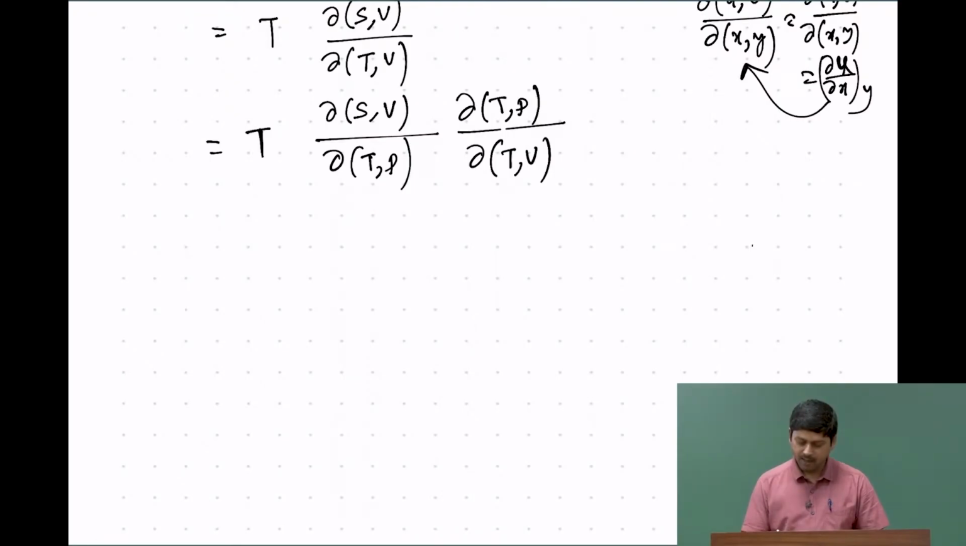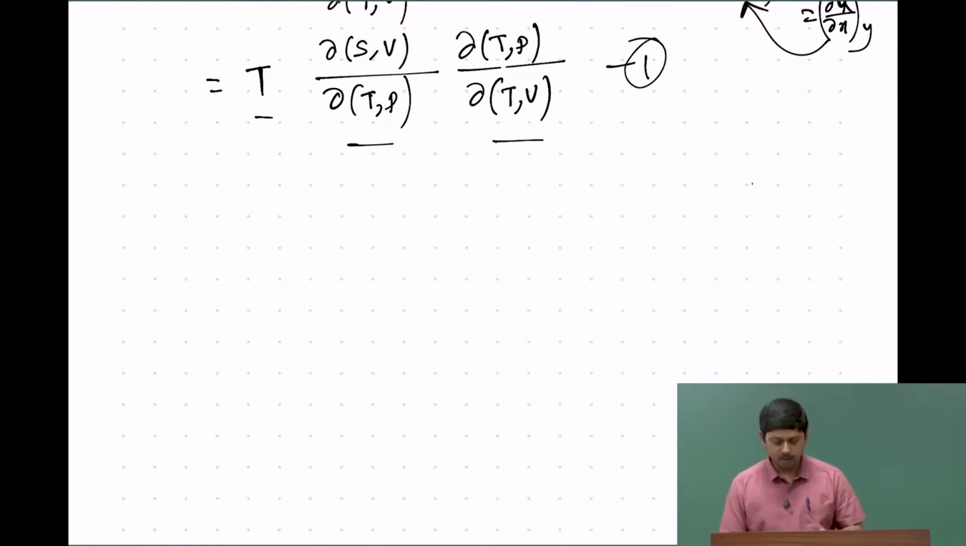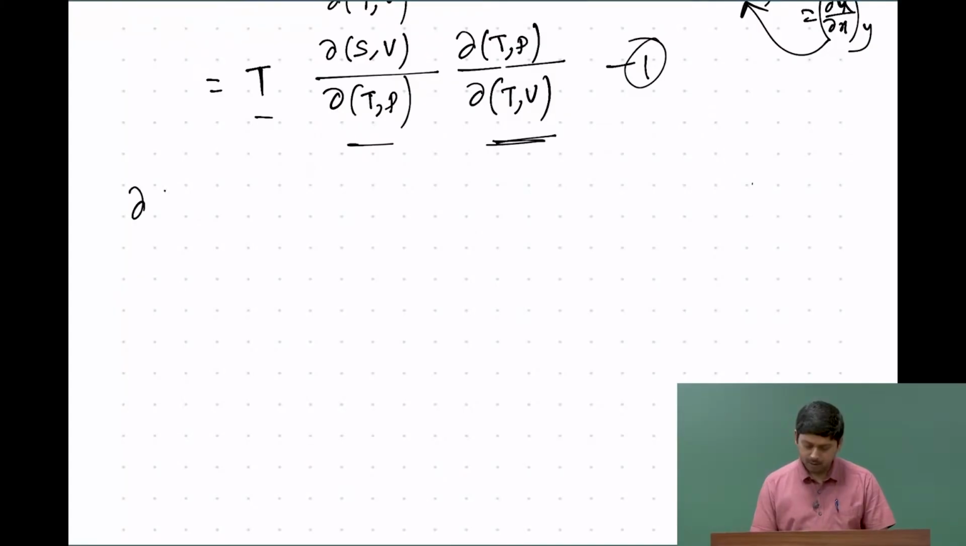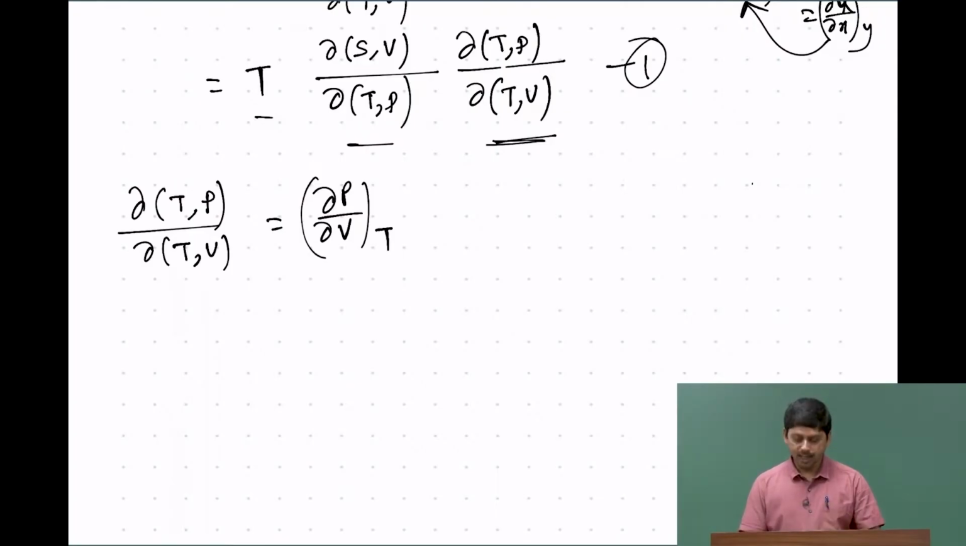Now I have these 3 terms here, 1, 2 and 3. Let us call that equation 1 and I will do it separately. The first term is just T, we do not have to do anything. Let us do the last one. del (T, P) by del (T, V) is nothing but del P by del V at a constant T. Now, by definition, whenever you see that, it is nothing but the inverse of del V by del P at a constant T.